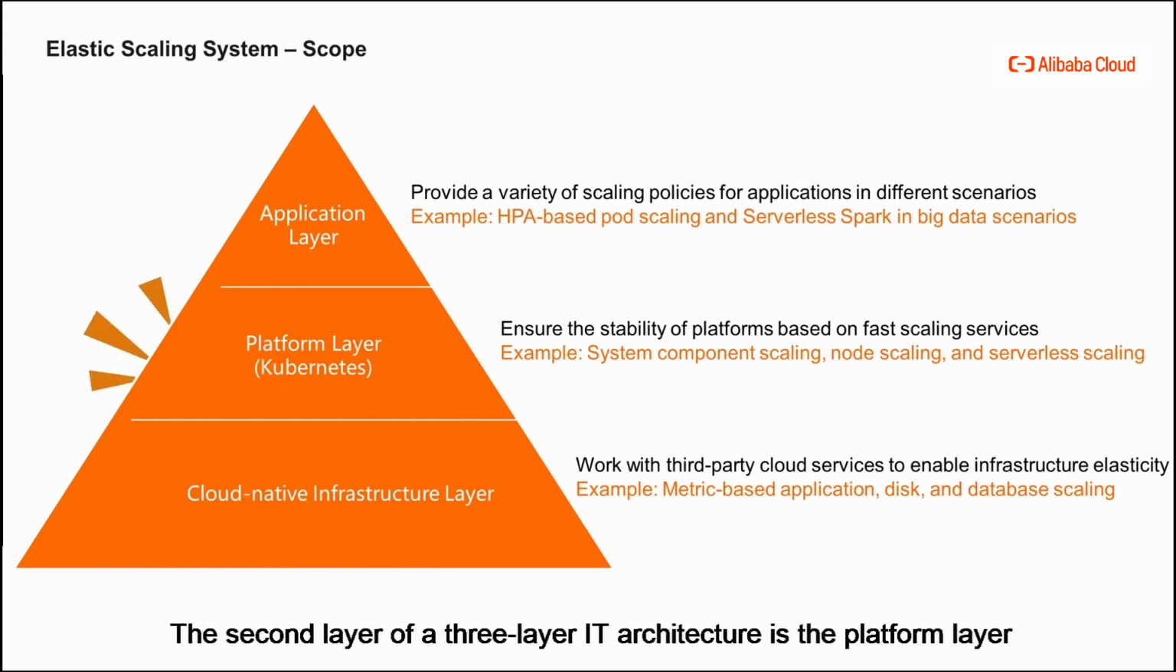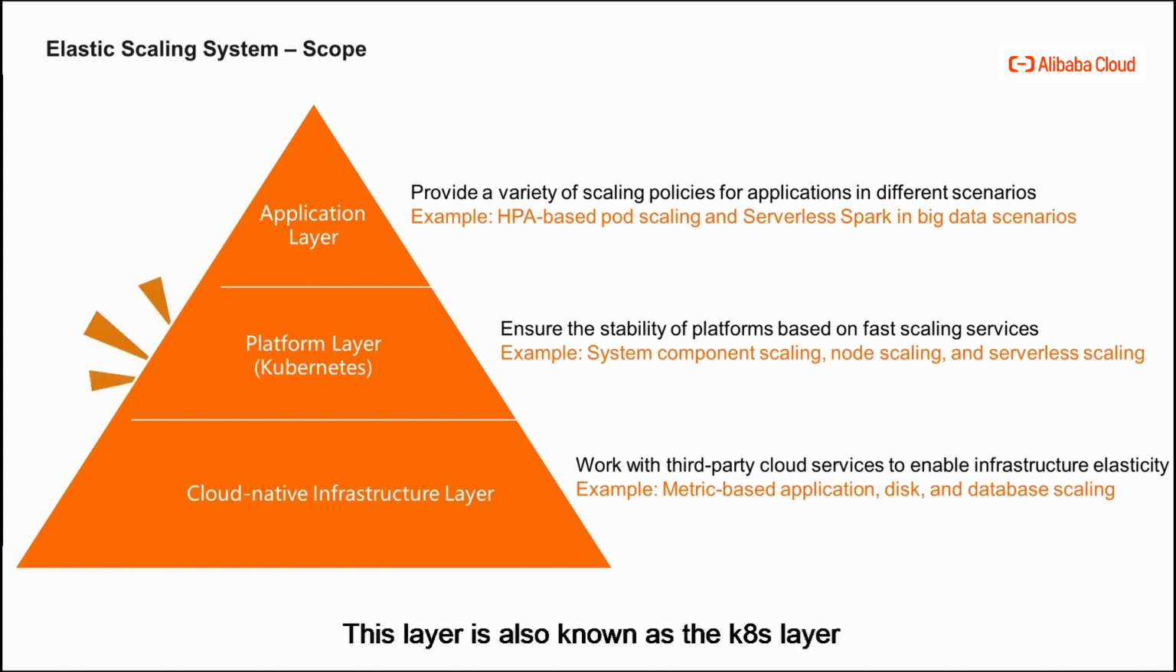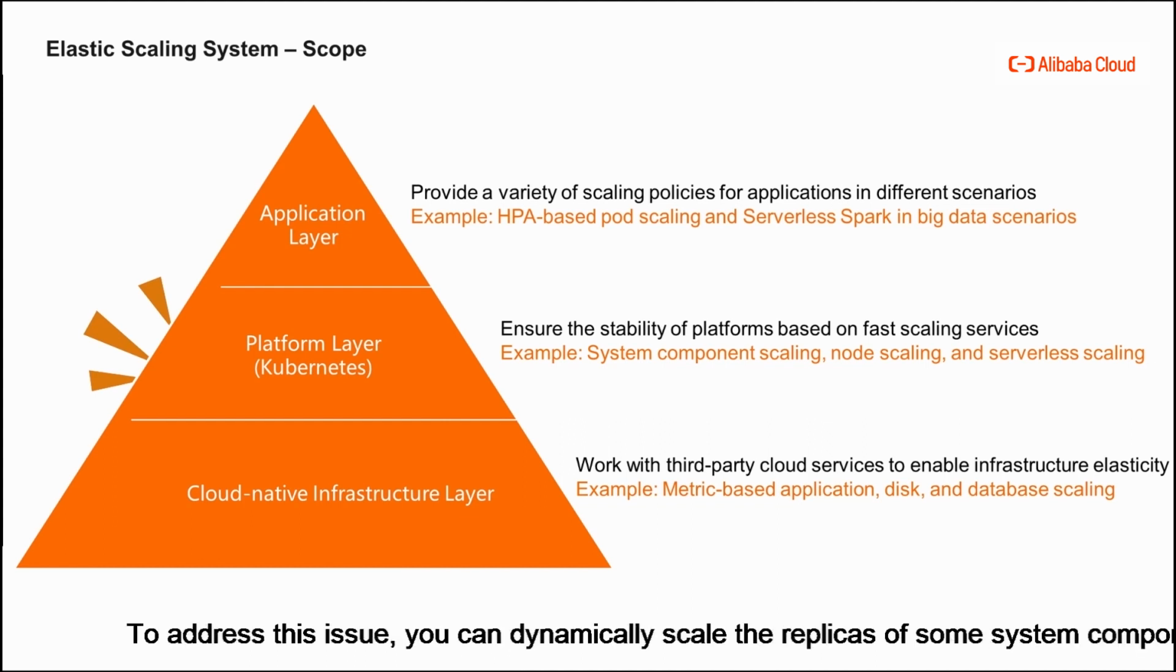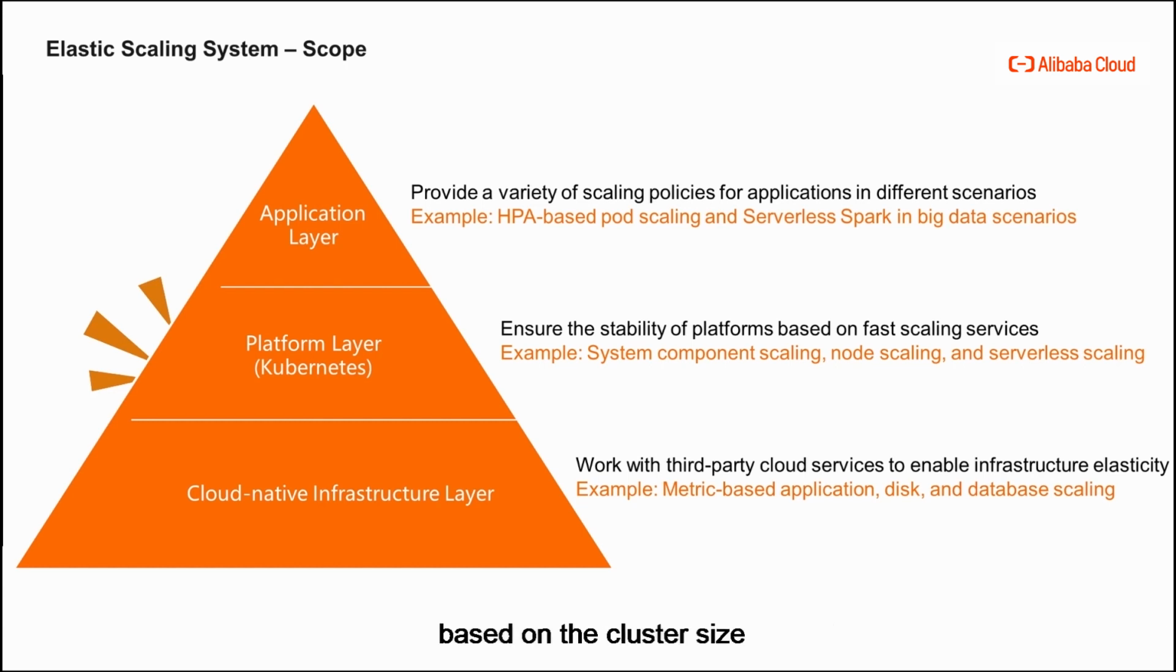The second layer of a 3-layer IT architecture is the platform layer. This layer is also known as the K8s layer. What factors do we need to consider at this layer? The first factor is the stability of system components. The size of a K8s cluster may change dynamically based on business scenarios. This poses a big challenge to the stability of system components. To address this issue, you can dynamically scale the replicas of some system components based on the cluster size. This ensures the high availability of the platform layer. Another factor is the stability of resource delivery at the platform layer. Resources can be delivered in the following modes: node and nodeless.